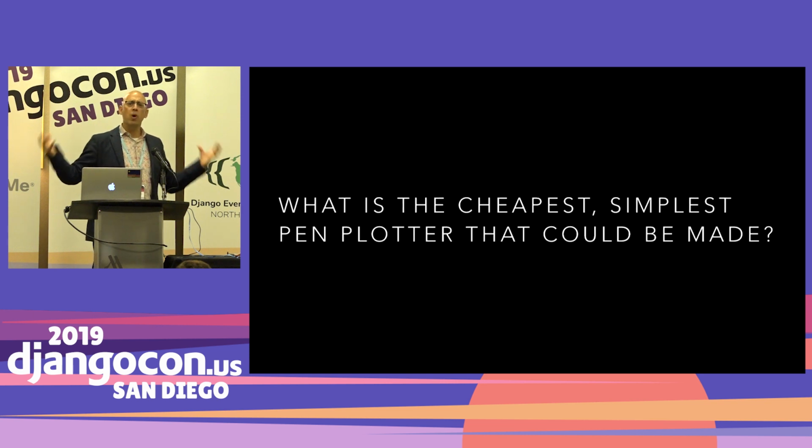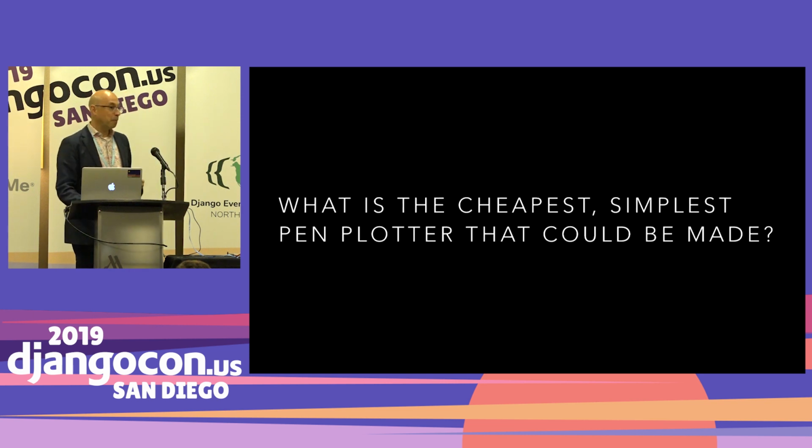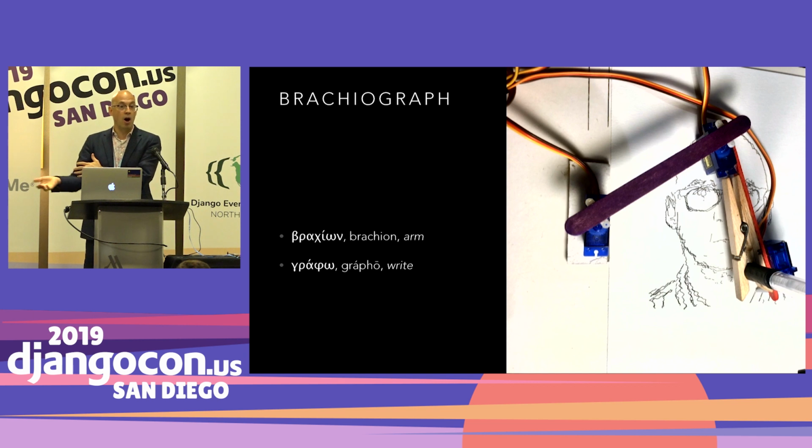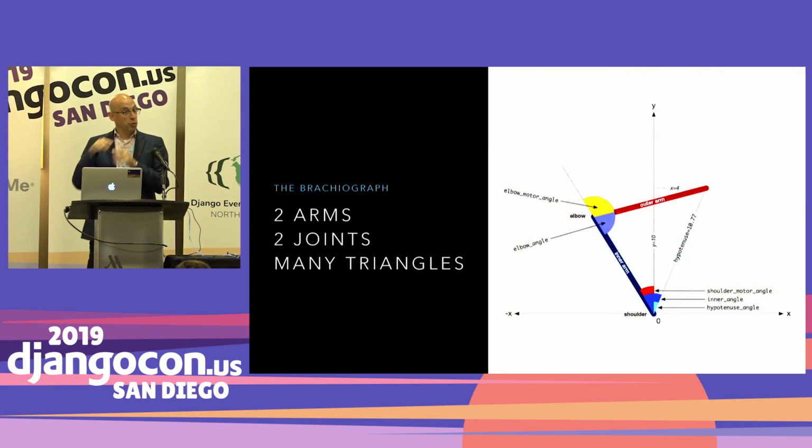So my question was, what is the cheapest, simplest pen plotter that could possibly be made? And I made it. And it's called a brachiograph. Brachio meaning arm, and grapho to write, from Greek, of course. It's made of 2 arms with 2 joints and many triangles. After a while, you realize that everything is made out of triangles.